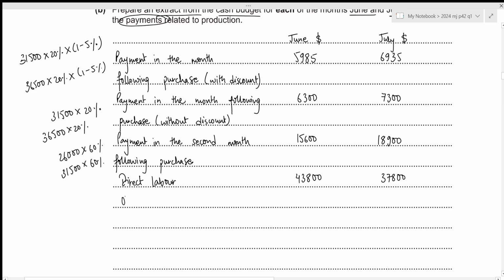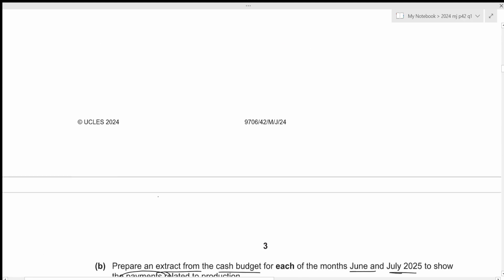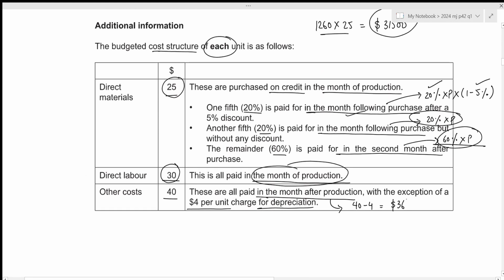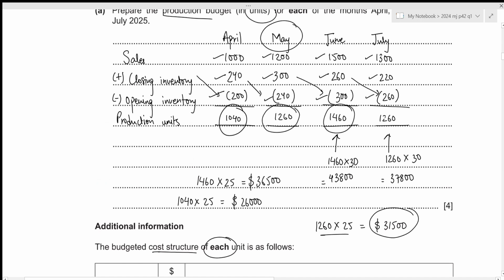Then we also have other costs. We've already excluded the depreciation from it, and after the exclusion of depreciation, we need to pay 36 per unit. And these are all paid in the month after production. So in the month of June, we need to refer to the number of units produced in the previous month, which is the month of May. So for May, the other cost will be 1260 times 36, which results in the value of 45,360.